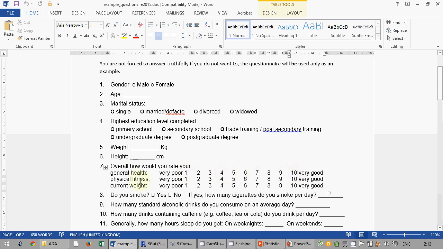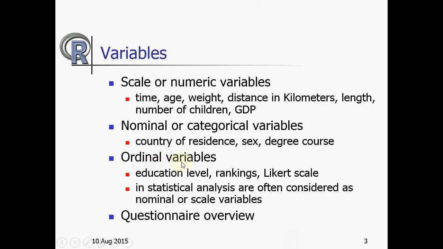So how do you feel? Your general health, very poor or very good? From 1 to 10. It doesn't have any intrinsic meaning. It's not true that a person with 8 feels twice as good as a person with 4. No, it doesn't make sense. Okay, but there is clearly an order meaning. So a person with 4 for sure feels worse than a person with 8. So whenever you have an order meaning, it's an ordinal variable. Likert scale is the most famous one.